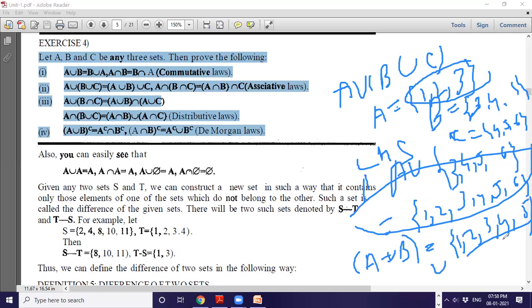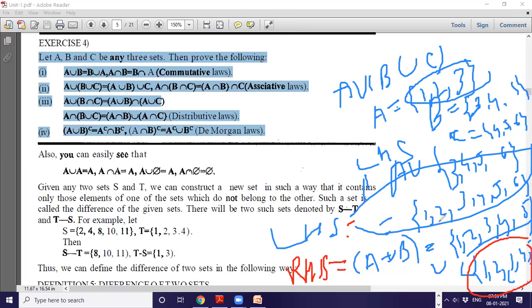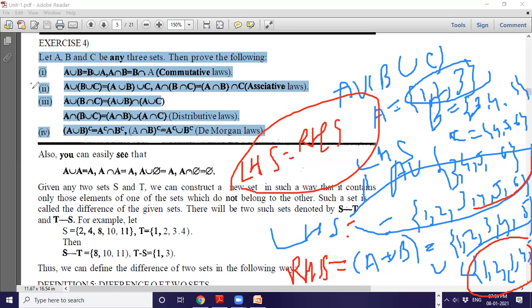Now let's take the union of C with this, and I'll get 1, 2, 3, 4, 5, 6. So if you consider this is the left hand side and this is the right hand side, राइट हैंड साइड में भी मुझे जो सेट लास्ट में मिला वो है 1 2 3 4 5 6, and on the left hand side I also get 1 2 3 4 5 6. So this means left hand side is equal to right hand side, and this proves the associative law does hold with respect to union. Similarly, find it out for intersection. Clear? So I hope this is clear.